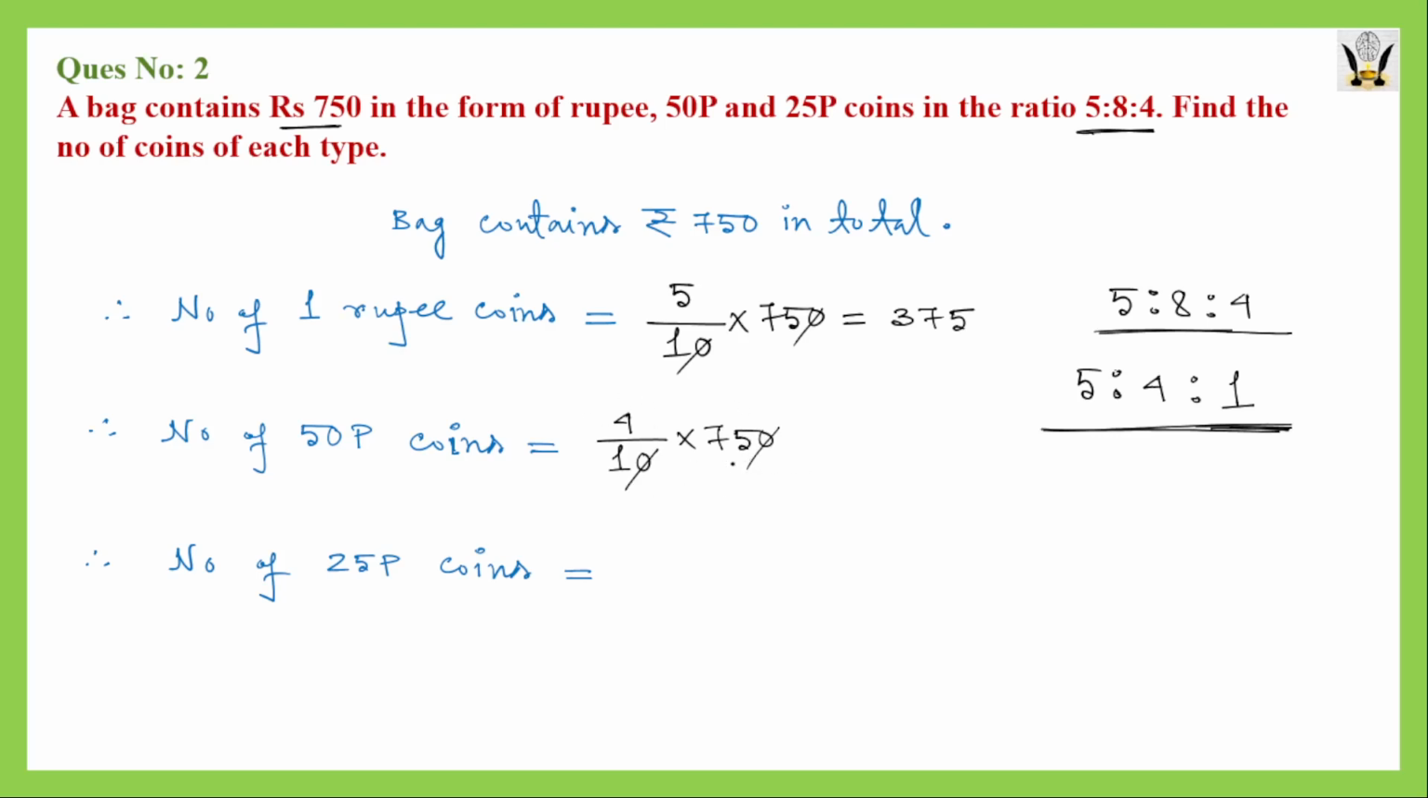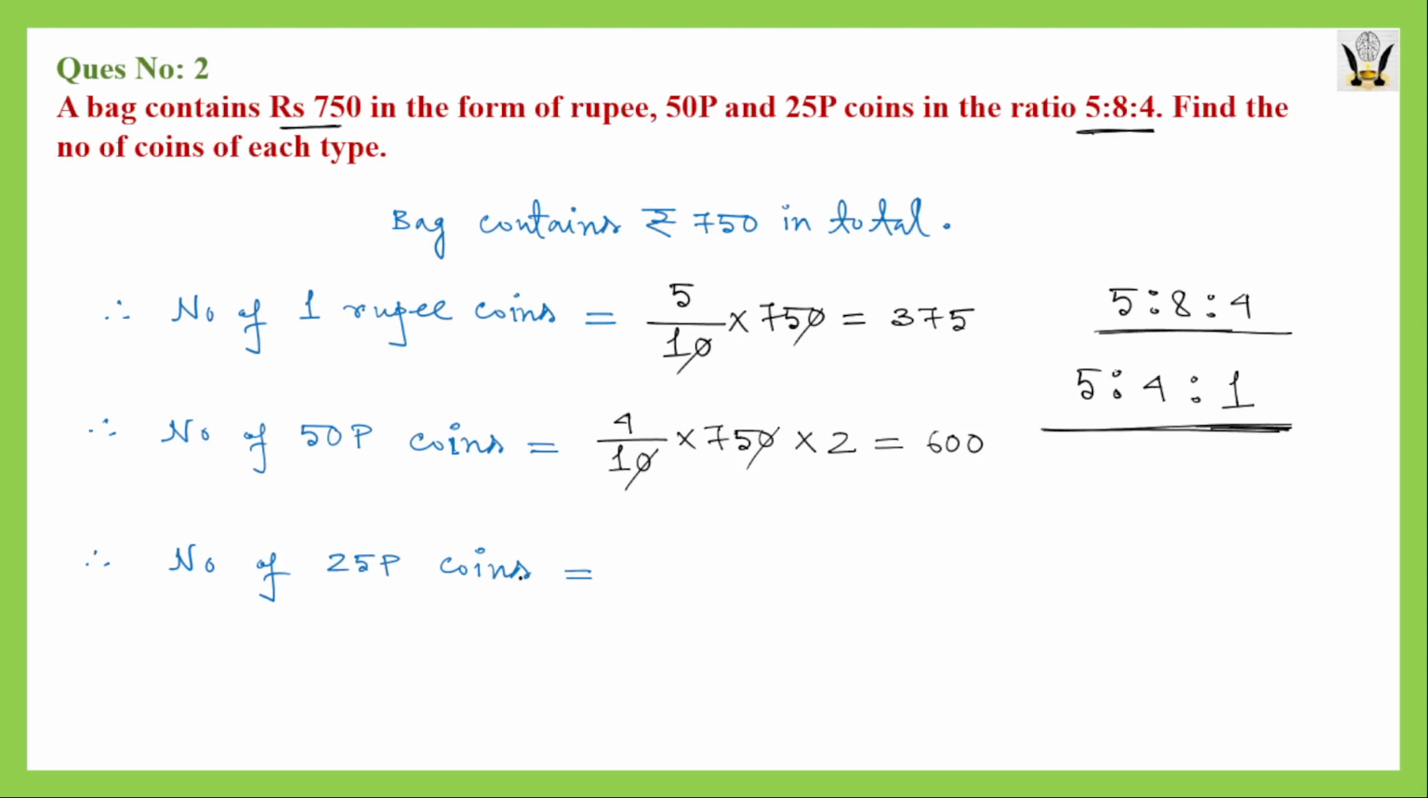Basically 750 is divided by 10. Now this is in rupees, but we are finding the number of coins. So the number of coins of 50 paise. Now this is the total valuation of 50 paise coins. So the total number of coins for 50 paise will be multiplied by 2, because two 50 paise coins contribute to 1 rupee. So that will be 75 multiplied by 4, it is 300, and multiplied by 2, it will be 600.